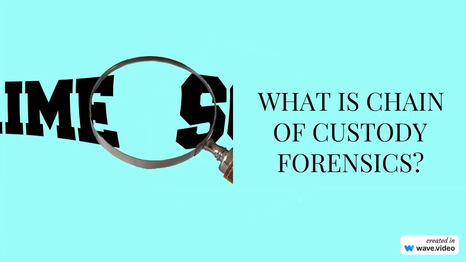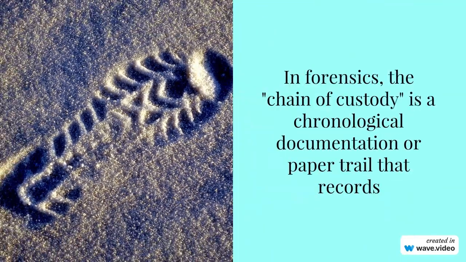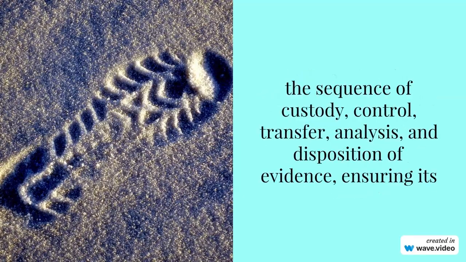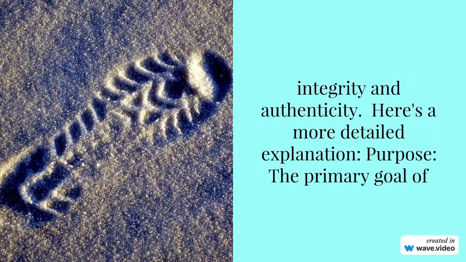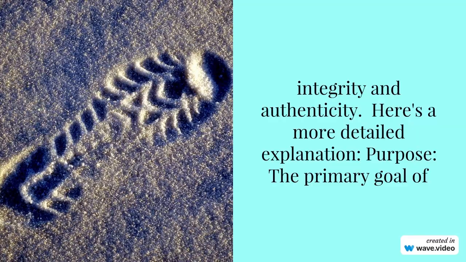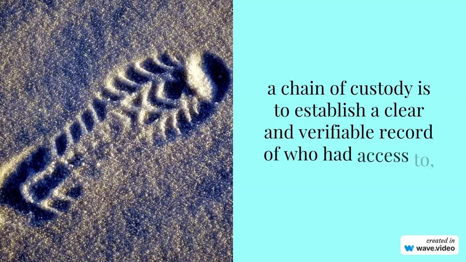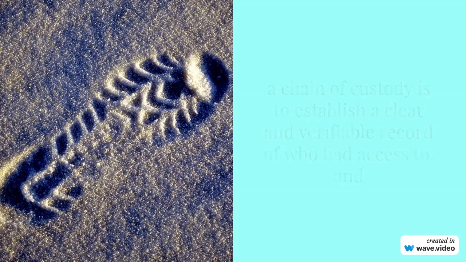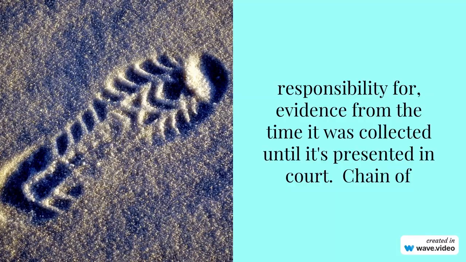What is chain of custody forensics? In forensics, the chain of custody is a chronological documentation or paper trail that records the sequence of custody, control, transfer, analysis, and disposition of evidence. Integrity and authenticity. Here's a more detailed explanation. Purpose. The primary goal of a chain of custody is to establish a clear and verifiable record of who had access to and responsibility for evidence from the time it was collected until it's presented in court.